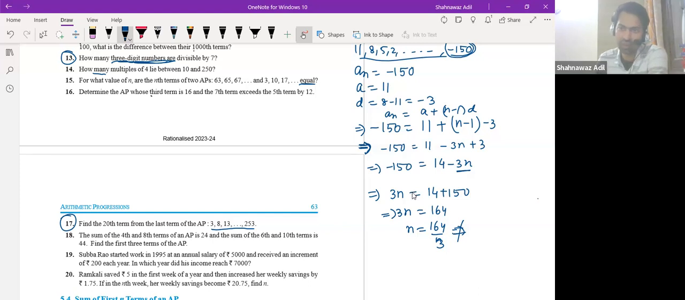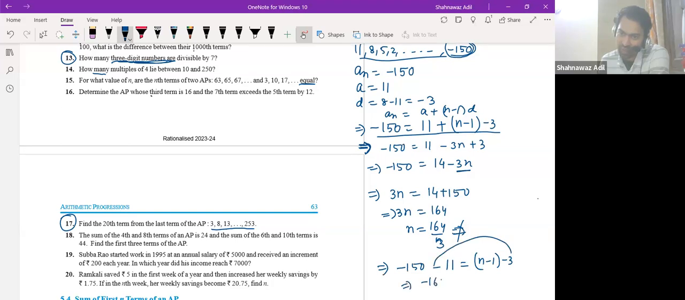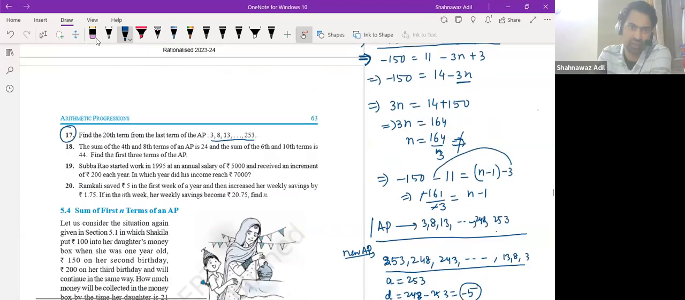Sir, but if we do not open the brackets and we solve it by minus 161 by minus 3, then even that also we get 54.6 as n. Oh, so you are saying that from here we take minus 50 and then minus 11, and then divide by minus 3. Yes. So that is also correct. So then again we will get 164 by 4.